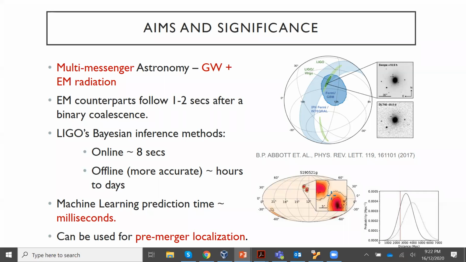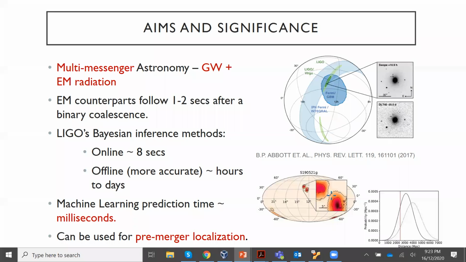And like I mentioned, LIGO uses Bayesian inference methods to get the posteriors of the sky, posterior samples of the sky direction. And it has two different ways to do this. The online method takes about 8 seconds, like I mentioned earlier, and the offline, which is the optimal method, which is most accurate, can take anywhere between hours to days. And that is because it uses the full Bayesian inference technique using nested sampling, and it uses many more template banks than the online search pipelines.